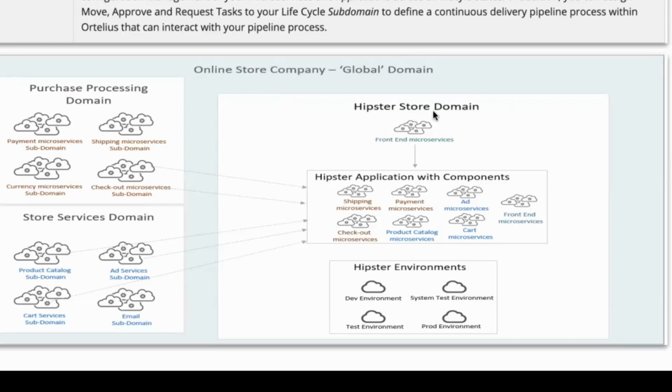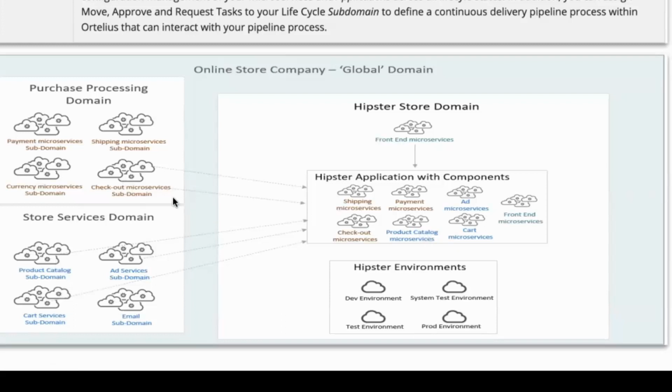Here we have different microservices. For example, I have a front-end microservice which is responsible for the front-end application of my complete microservice architecture. And this domain is further divided into two subdomains, the purchase processing domain and the store services domain. These two have further subdomains. Purchase processing contains shipping, payment, currency, and checkout microservices. And the store service domain has product catalog, ad service, cart service, and email service.